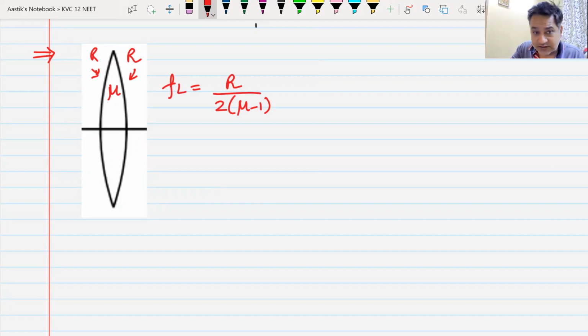Please remember these shortcuts. Remember, your NEET exam is more about shortcuts. How many shortcuts you can remember and how you can use them wisely. Do we understand this? Yes or no? Do we remember it?